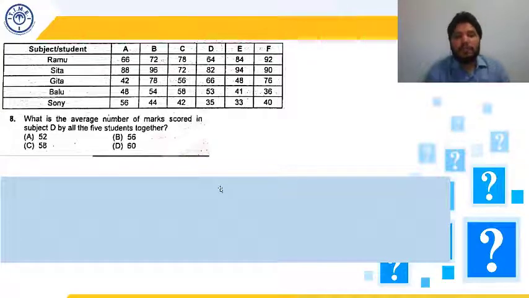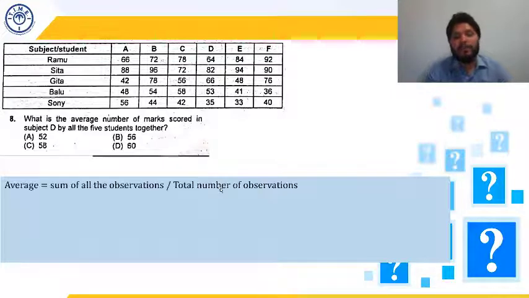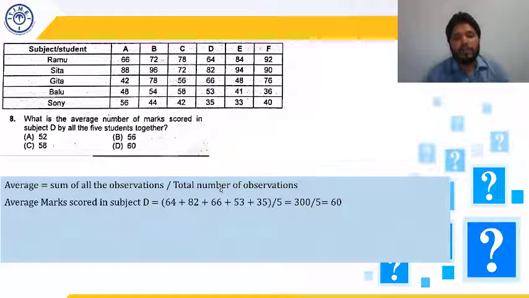So what is the number of marks scored by Ramu in subject D? It is 64. By Sita in subject D? It is 82. By Geeta? It is 66. For Balu it is 53, and for Soni it is 35. We want the sum of all these 5 values divided by 5. We will get the average, because average is the sum of all the observations divided by the total number of observations. So the sum turns out to be 300, and 300 divided by 5, our answer is 60. So 60 is the average, which is option D.